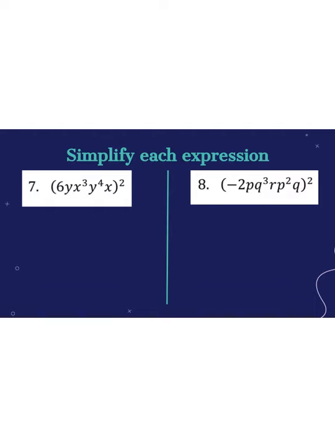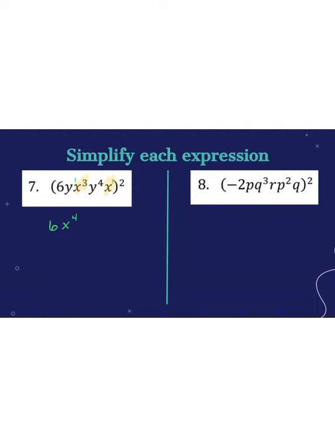Number 7, we're going to start by simplifying what's inside the parentheses. When I look inside, I only have a 6. I don't have to multiply that 6 with anything. So I'm just going to start with my 6. Then I'm going to simplify what's inside. I have y to the first, x to the third, y to the fourth, and then x to the first again. I'm going to start with my x because x comes before y in the alphabet. So 6x. When I look at my x's, I have 3 x's right here and 1 x right there. So that's going to be x to the fourth.